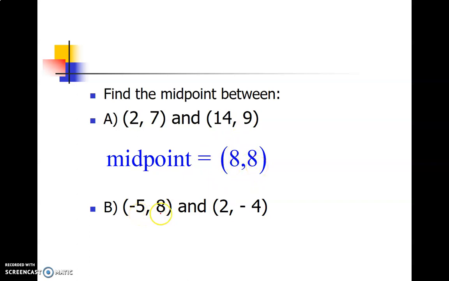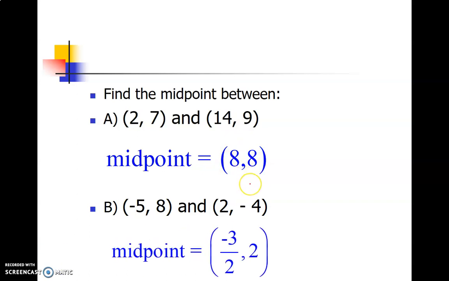Next, we have negative 5, 8 and 2, negative 4. When you graph that one, you just plot the points, and then you can determine where the center of the line segment is. Here, the midpoint is negative 3 over 2 and positive 2, because 2 plus negative 5 is equal to negative 3, divided by 2. And then the other one, negative 4 plus 8 is equal to 4, divided by 2 is equal to positive 2.